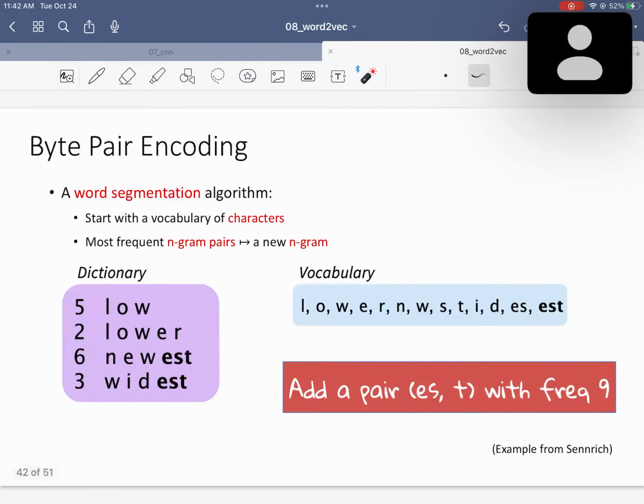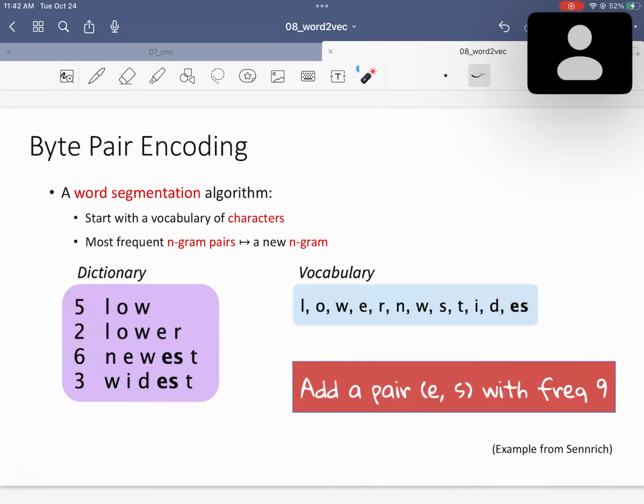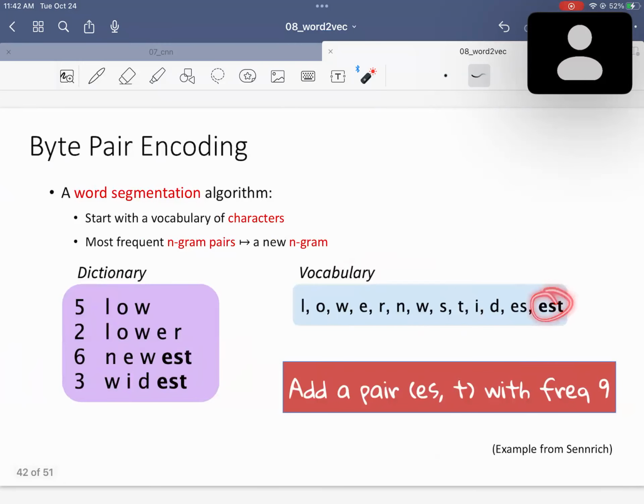Next one is EST. So you see that ES is now a legitimate entry to the vocabulary. Now you start seeing other candidate pairs, like everything becomes a candidate pair. But out of all the candidate pairs, EST, which is a combination of ES and T, is the largest because it occurs 9 times, as opposed to LO 7 times, OW 7 times. So now EST becomes a new entry to the vocabulary.